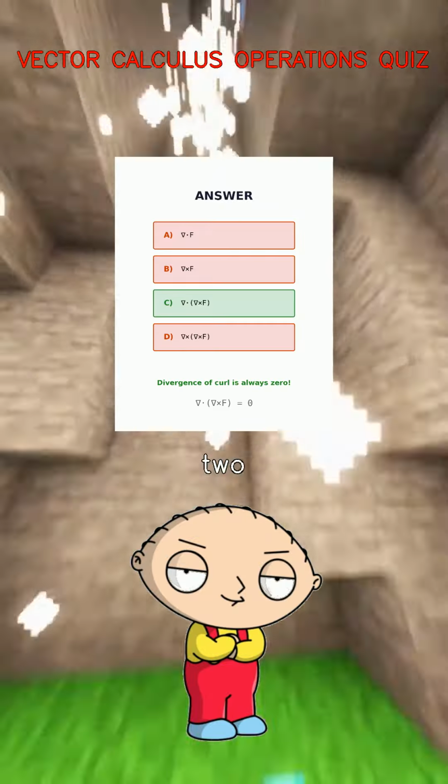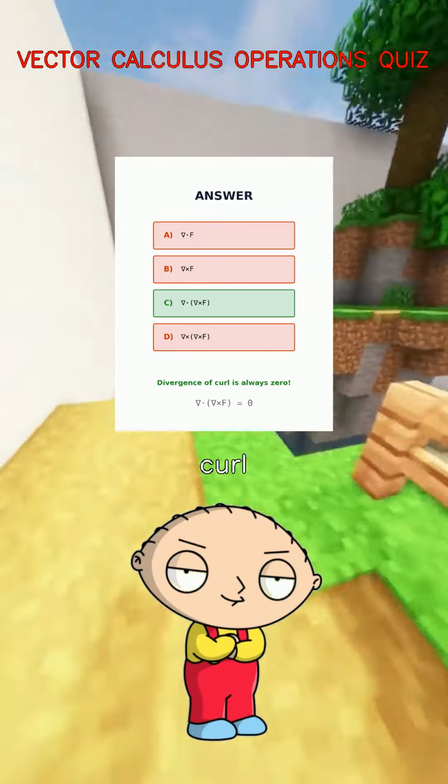How did you do? These two identities, curl of grad equals 0 and div of curl equals 0, are absolutely essential.